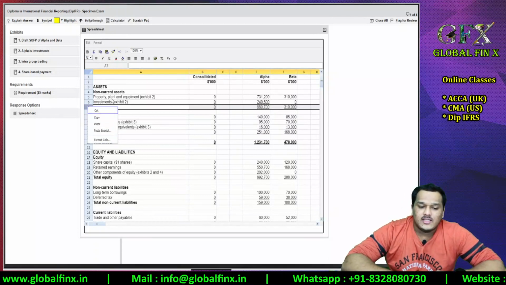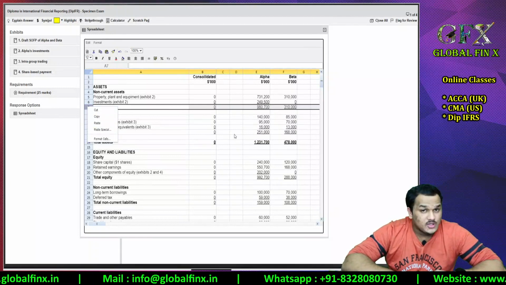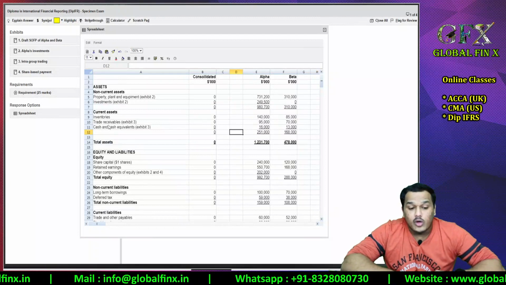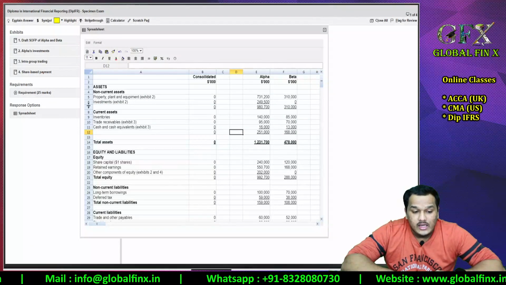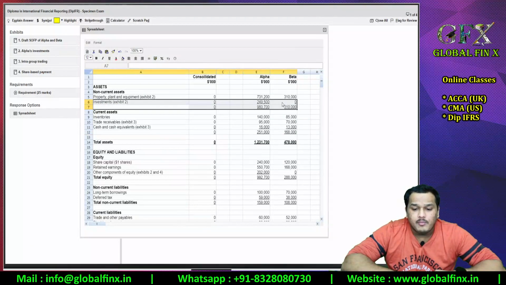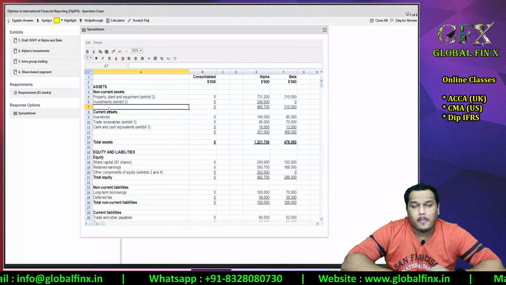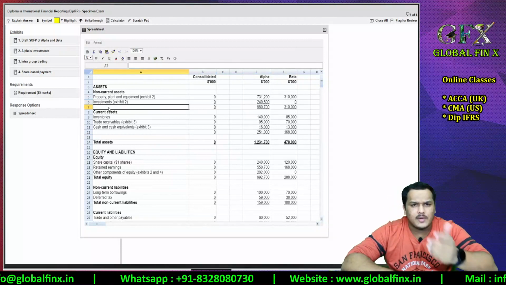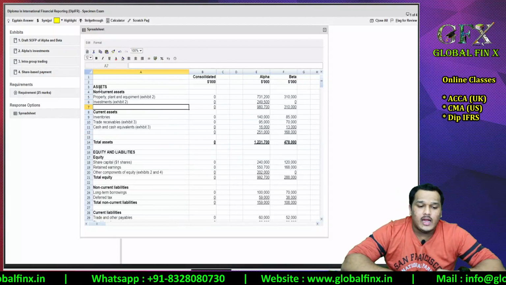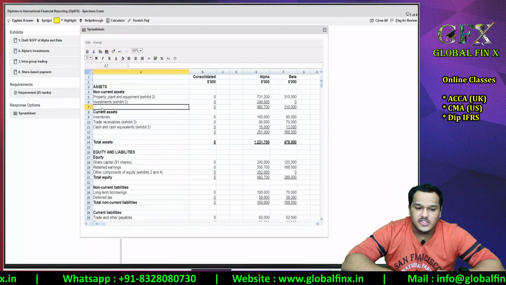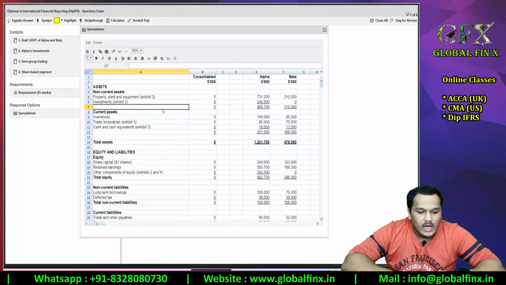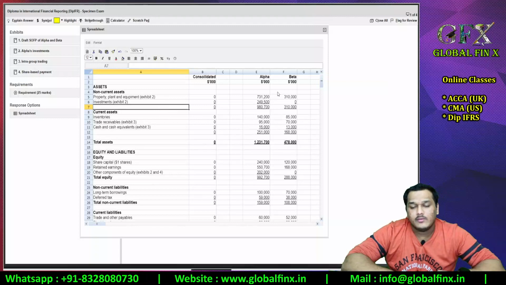In normal Excel, we can just right click and add a row here, but that option is not available in CBE. So what we need to do is, if I want to add a line here, for example, I know there is going to be a goodwill. Either a goodwill or bargain purchase, I'm not pretty sure. But if there is a goodwill, I'll have to show it in the non-current assets region. Here I have to show. So I want a row here, not possible.